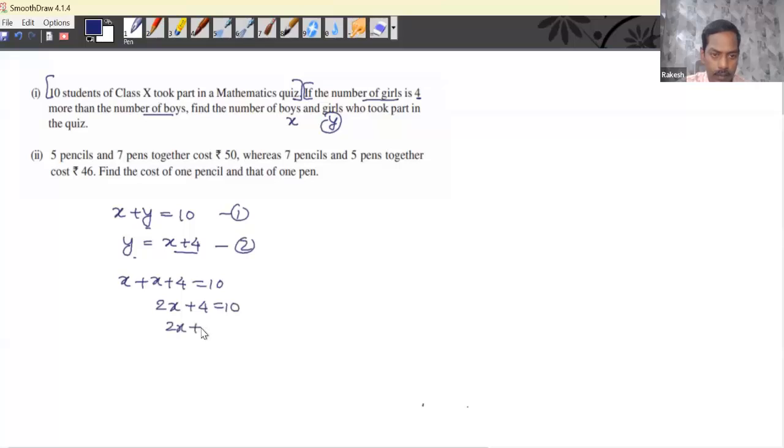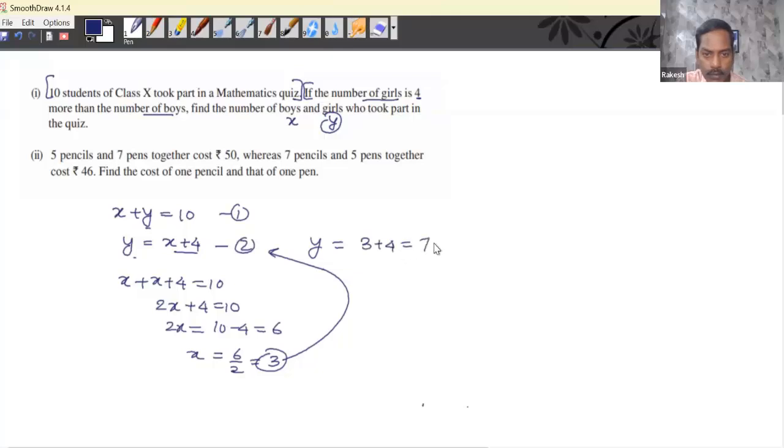Then 2X is equal to 10 minus 4, which is equal to 6, or the value of X will be 6 divided by 2, which is nothing but 3, right? Once we have got the value of X, we can substitute this value of X here to get the corresponding value of Y. So the value of Y would be what? 3 plus 4, which will make it 7.